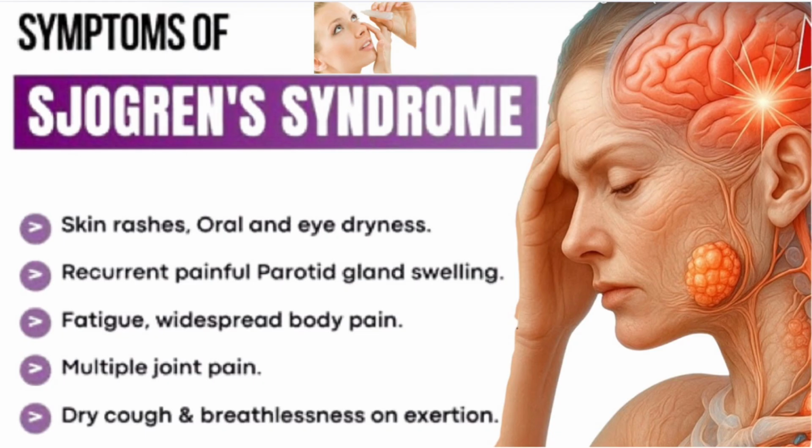Definition: Sjögren's syndrome is an autoimmune disorder where the body's immune system mistakenly attacks its own moisture-producing glands, mainly the lacrimal glands that produce tears and the salivary glands that produce saliva. The result is dryness of the eyes and mouth, called keratoconjunctivitis sicca and xerostomia.